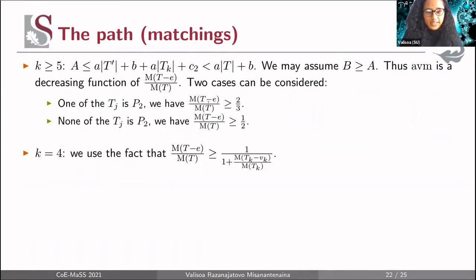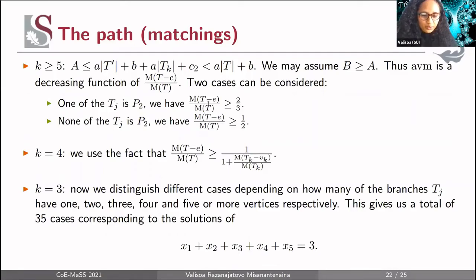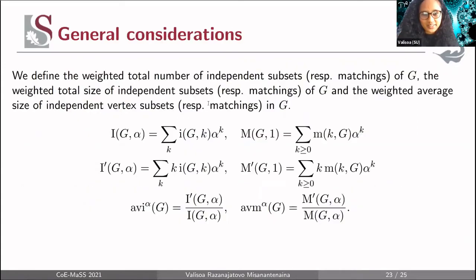And for K equal to 4, just using that fact, we proved the inequality again. And for K equal to 3, we did the same thing as with independent sets. So we studied all the cases depending on how many vertices have the branches, and we had to check the 35 cases, and the inequality still holds.